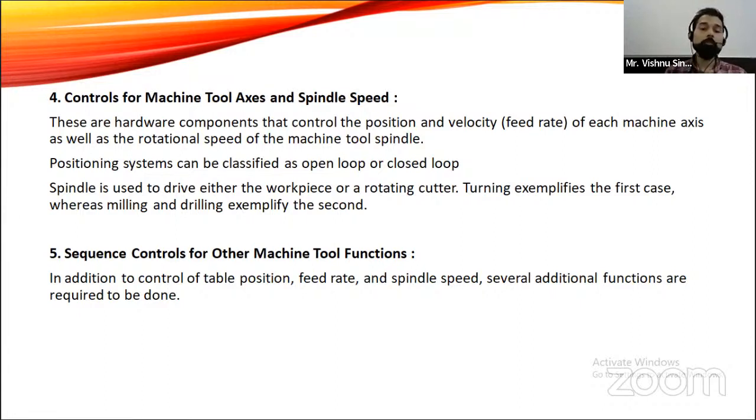The positioning system can be classified as open loop and closed loop. The spindle is used to drive either the workpiece or a rotating cutter. So obviously the spindle can be used either for holding the workpiece or for holding the cutter.